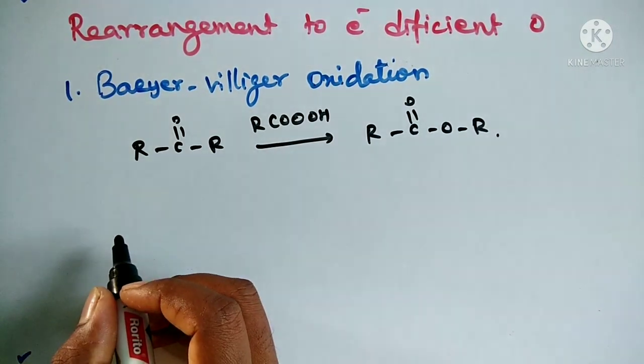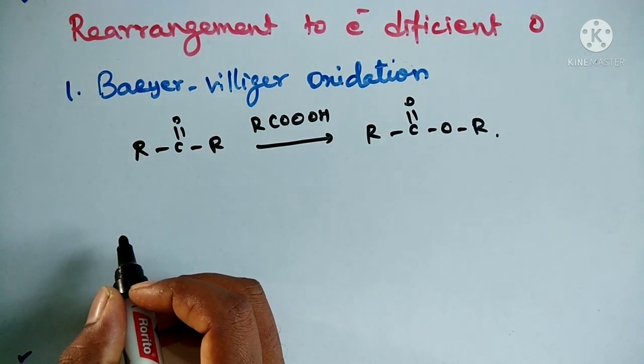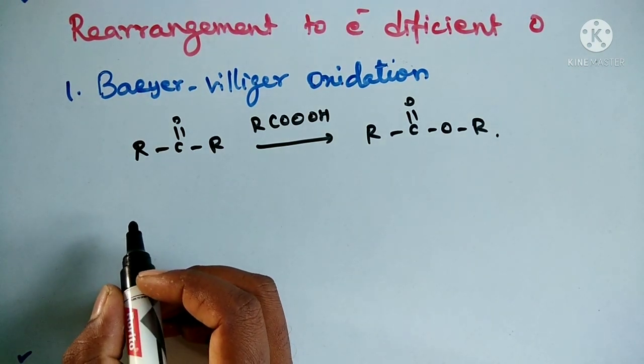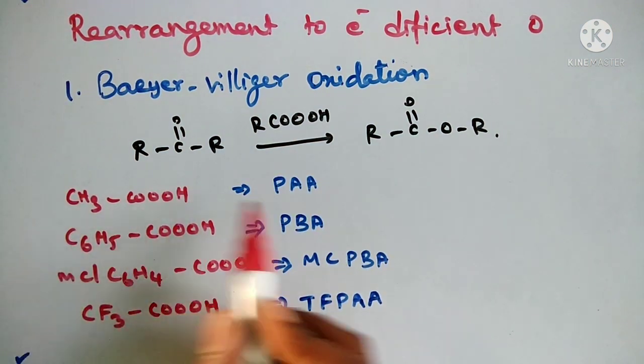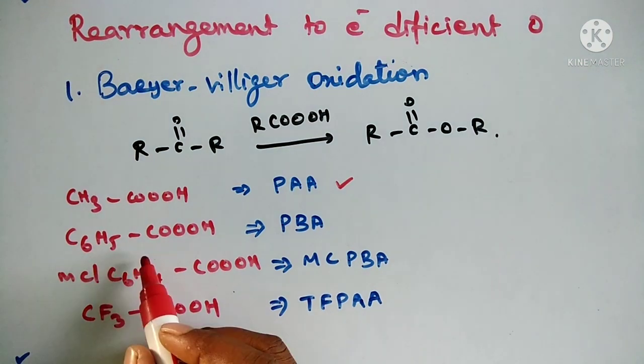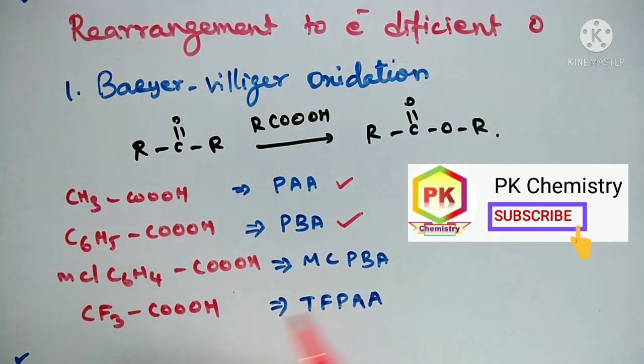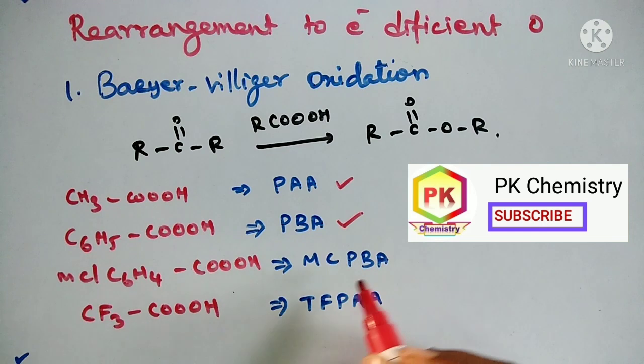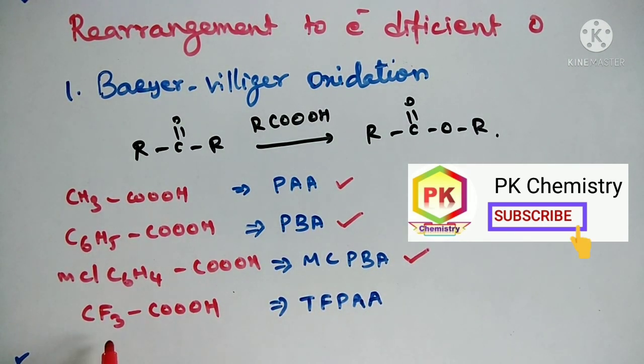There are different peracids used for the Baeyer-Villiger oxidation. For example, peracetic acid PAA, perbenzoic acid PBA, metachloroperbenzoic acid MCPBA. The final one is trifluoroperacetic acid. These are the peracids used to synthesize the ester from ketone.